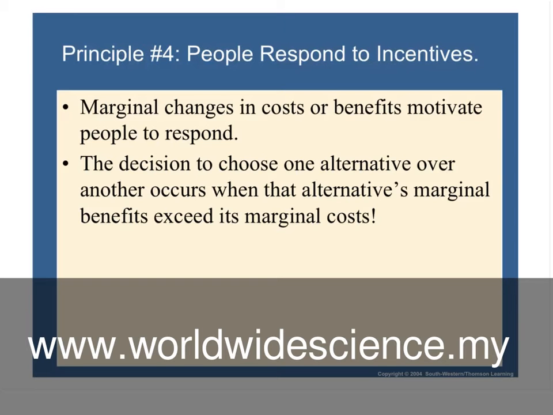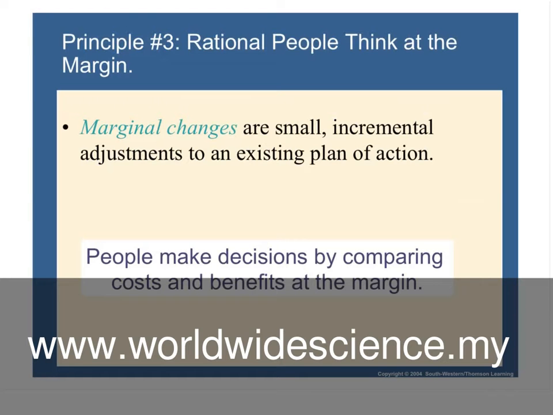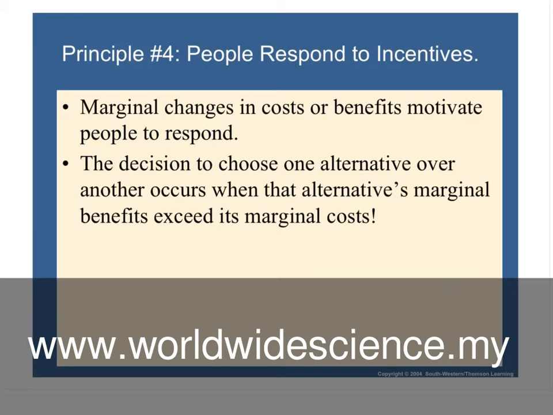So let's get back to marginal changes. So we said when there is a small change or adjustment according to your decision, costs and benefits at margins happen. So here we say the decision to choose one alternative over another occurs when that alternative's marginal benefit exceeds its marginal cost. So this is very important.